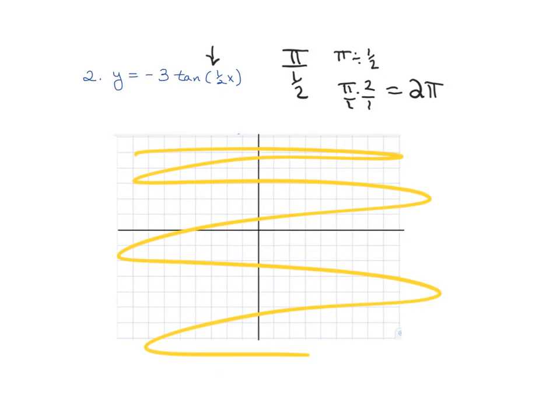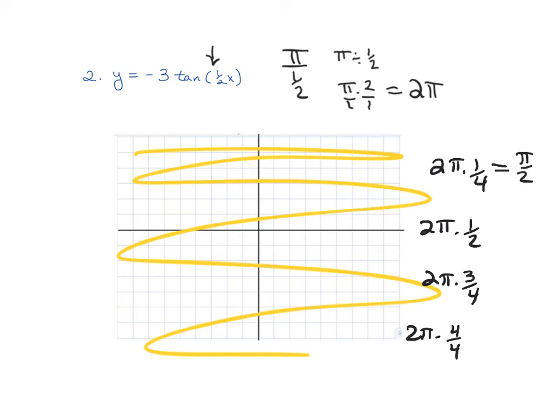So again, I take 2 pi, multiply it by 1/4, 2 pi times 1/2, 2 pi times 3/4, and 2 pi times 4 over 4. These will be my 4 points. So 2 pi over 4 simplifies to pi over 2. 2 pi over 2 is just pi. This becomes 6 pi over 4, which becomes 3 pi over 2. And then here, 8 pi over 4, which is the full 2 pi. So these are the 4 points I'm going to label along my x-axis.